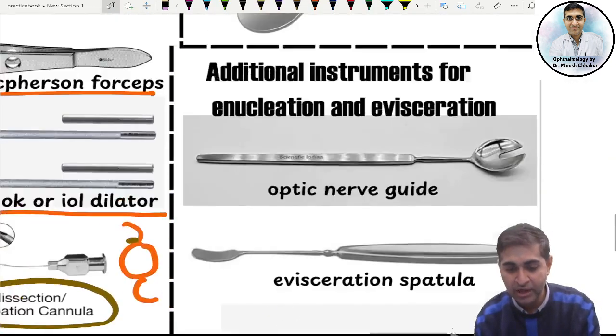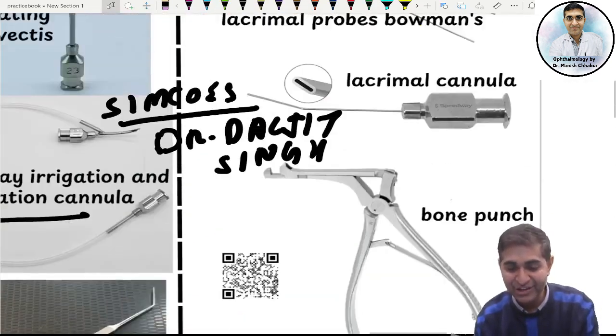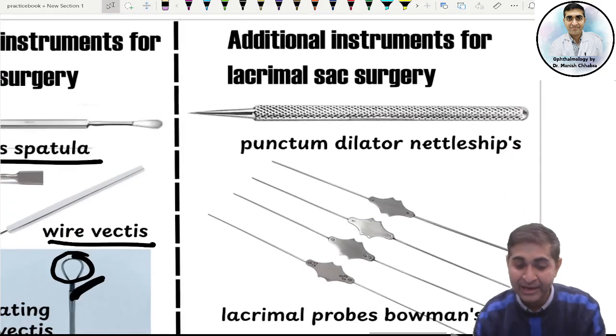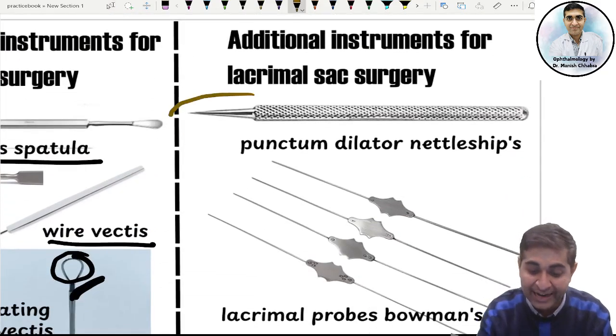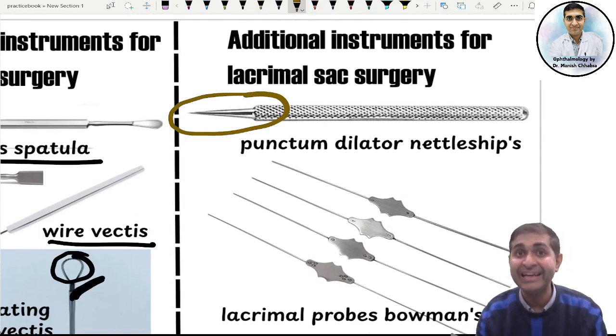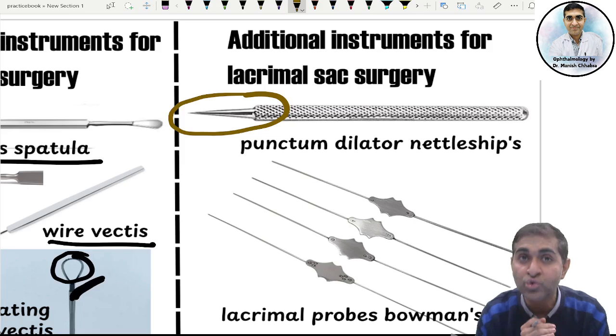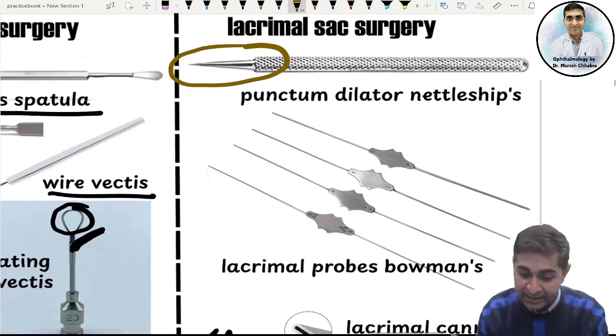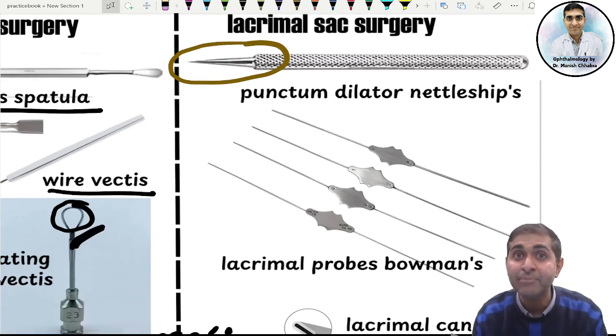Now coming over to the last line of the instruments: lacrimal sac surgery. This is your Nettleship punctum dilator. You need to dilate the punctum if the patient is complaining of watering and you realize that the punctum is blocked. Then this is your Bowman's lacrimal probes.